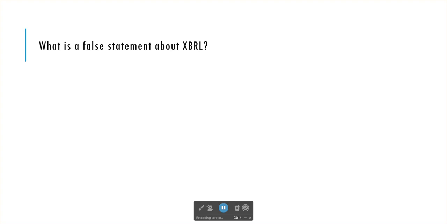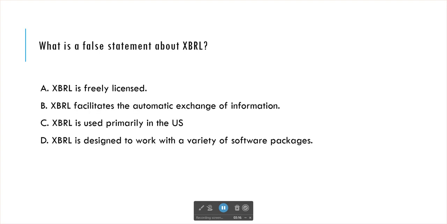What is a false statement then about XBRL? The XBRL is freely licensed. XBRL facilitates the automatic exchange of information. XBRL is used primarily in the US. XBRL is designed to work with a variety of software packages. The one that is false or not correct is that it's used primarily in the US.